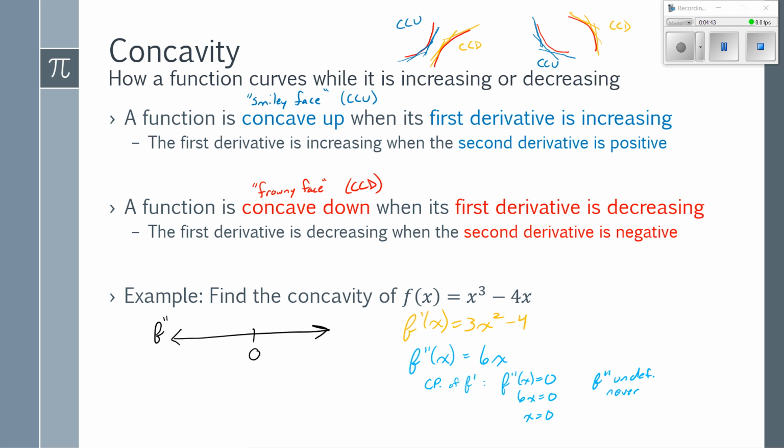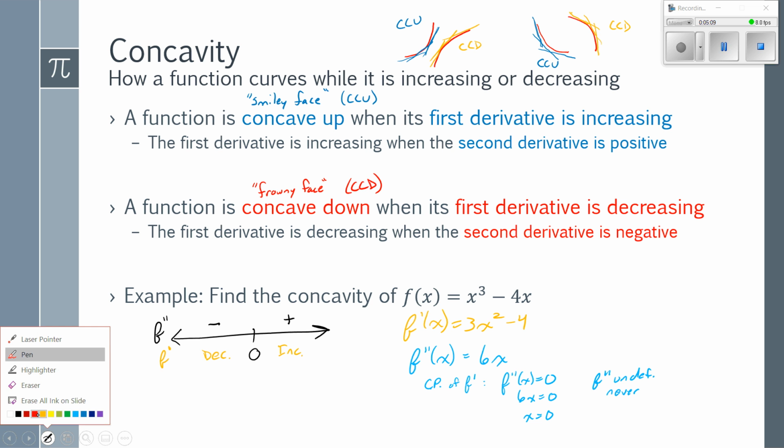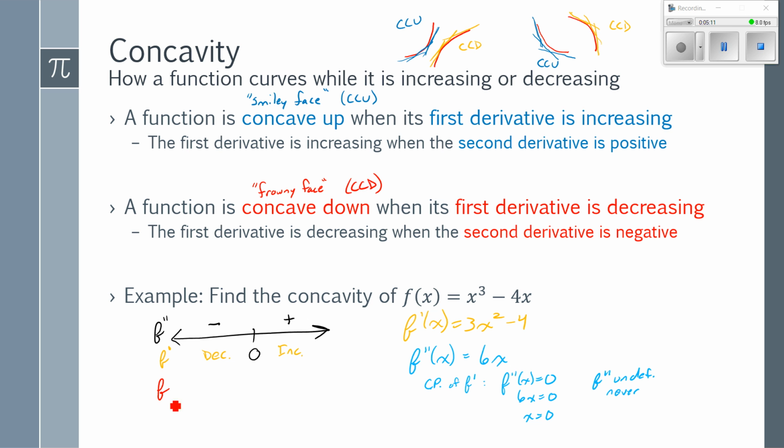So picking something less than 0 and plugging it into f double prime would be negative. Bigger than 0, f double prime would be positive. Now what this means is that f prime is decreasing for x less than 0, and increasing for x bigger than 0. Now note that's f prime increasing and decreasing, which means that f would be concave down when x is less than 0, and concave up when x is greater than 0.